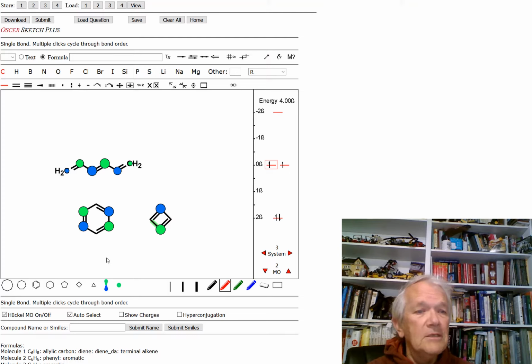So anyway, this is an introduction to using the Hückel program to calculate these conjugated MOs. Have fun with it. There are more things to it. You can use it to calculate charges. We can add hyperconjugation, but we'll talk about that in a separate video.